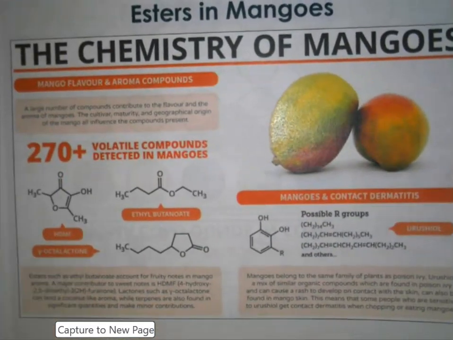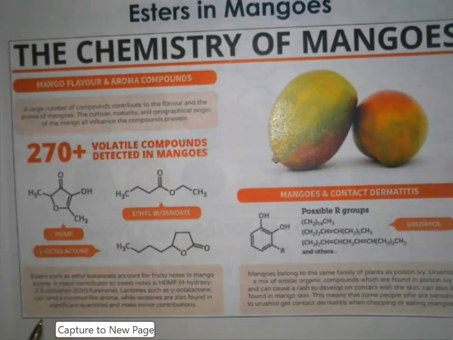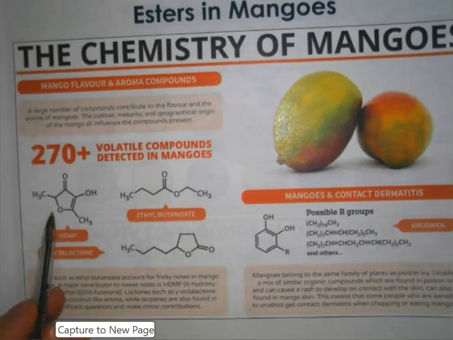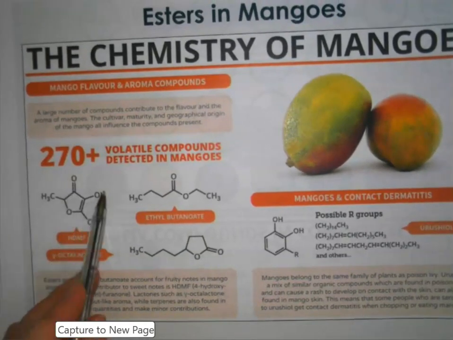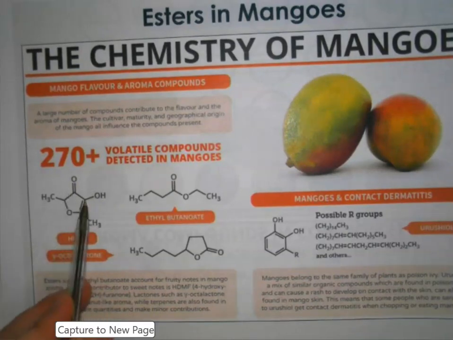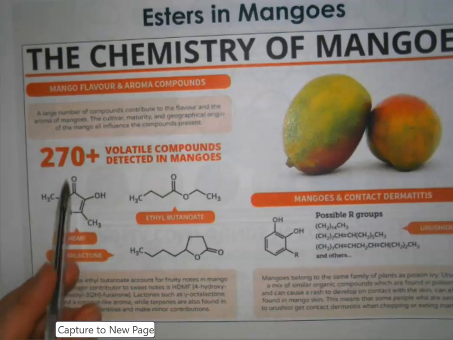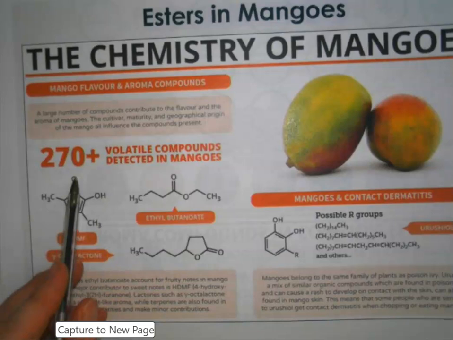Same thing with mangoes here. So we can see some of the main compounds that are associated with the flavor of mangoes. In this one we have a double bonded oxygen and a hydroxide. So think about, what does that mean? What kind of a group is that? That is a carboxylic acid, right? Because we have the double bonded oxygen.